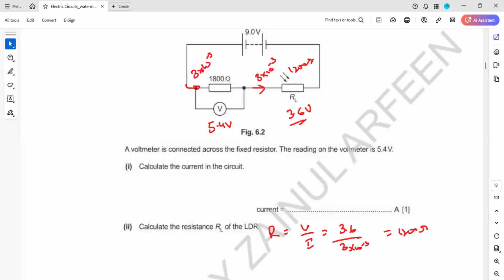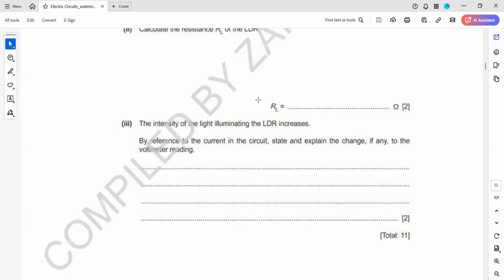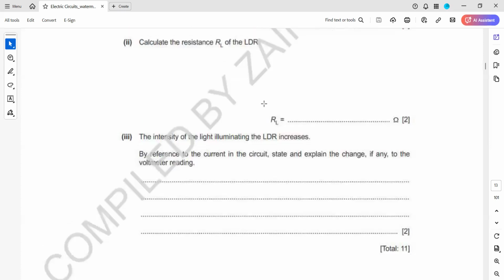And the ratio of the resistance and the ratio of voltage should always be the same. The intensity of a light illuminating the LDR increases. By reference to the circuit, if this voltmeter was attached across the battery, will it check the voltage across the resistor, or the LDR, or the EMF of the battery?